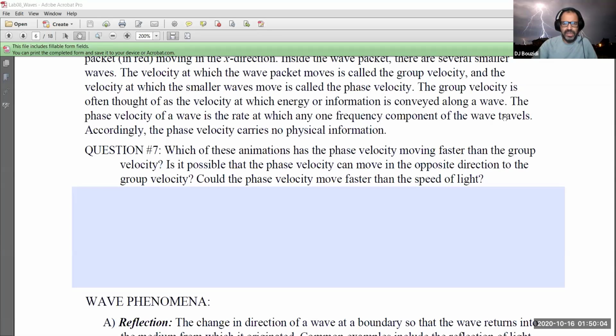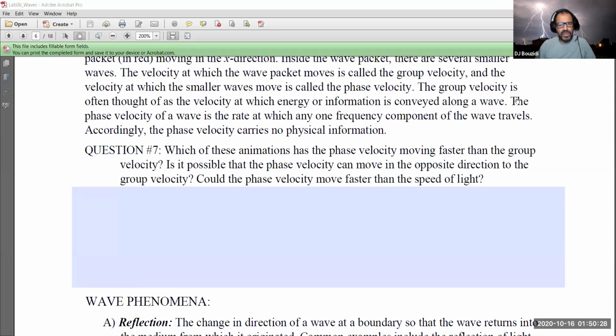Which of these animations has the phase velocity moving faster than the group velocity? Again, I was talking about how waves come in packets, and in these animations you will have two waves combining in a group velocity, in a group of them. One of them will be moving faster than the group. The other one is probably going to be behind in this case. So which one is faster, depending on their color coding? You're going to answer that.